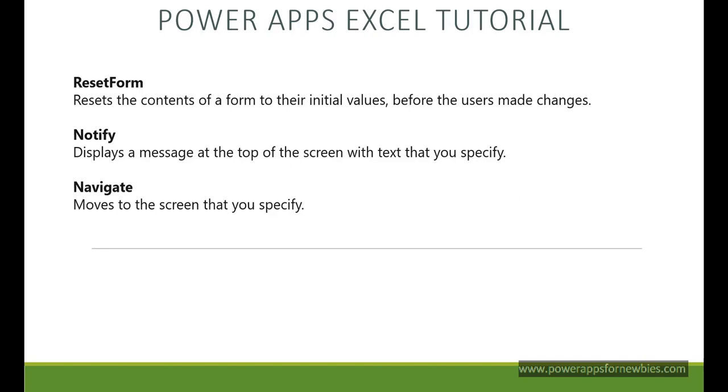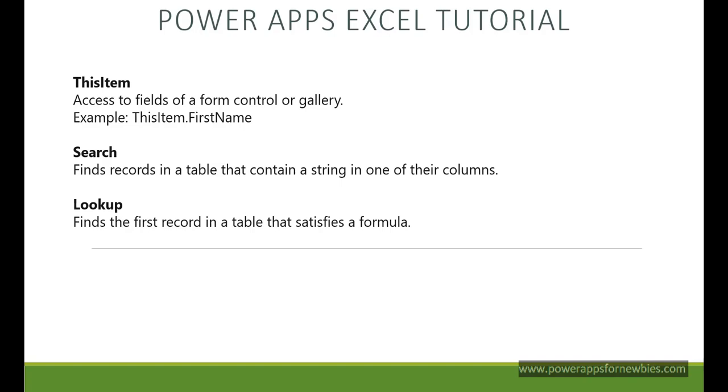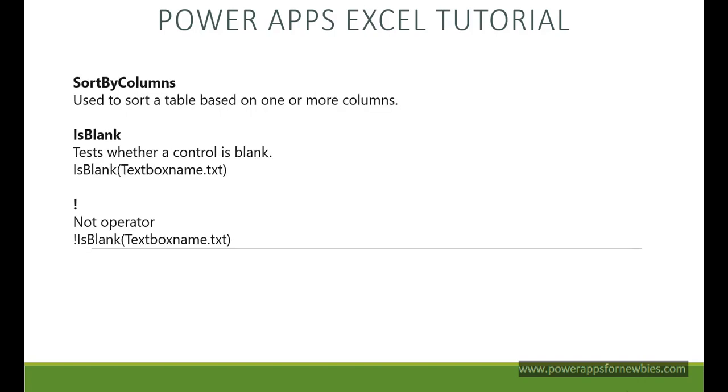Navigate, we use that quite a lot, and what this does is it moves back and forth through the various screens. ThisItem refers to the access to fields of a form, control or gallery. So for example, if we want to refer to the first name, we would put ThisItem.FirstName. Search is going to find records in a table that contain a string in one of their columns. Lookup is going to find the first record in the table that satisfies a formula. SortByColumns is used to sort a table based on one or more columns.